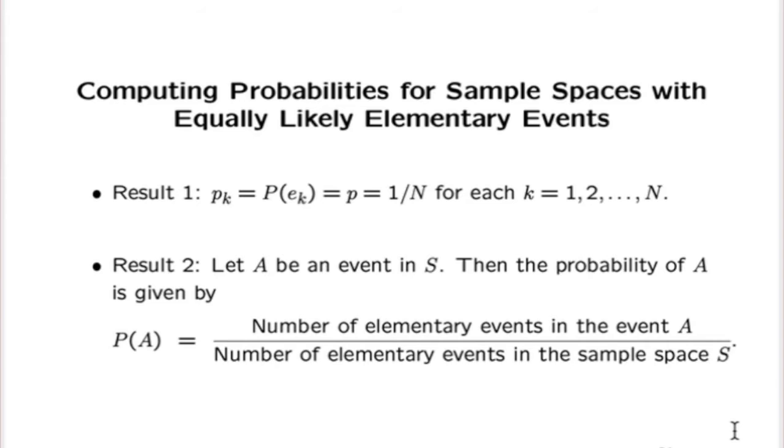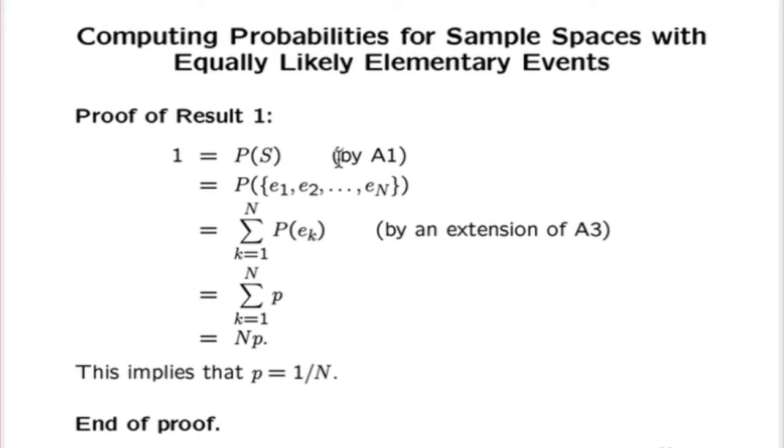Now, the proofs of these results are fairly straightforward, right? And because this is a theory class, we're going to take a look at these proofs. So the proof of result 1, and remember we're approaching this from within this axiomatic framework. The first thing I'm going to do here is appeal to axiom 1, which said that the probability of S is equal to 1.